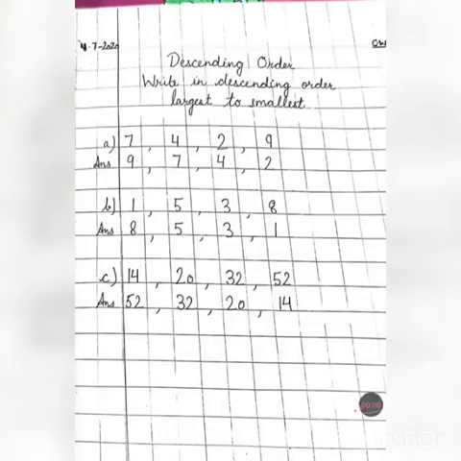So now children, you have to do this work in your notebook. Write neat and clean. Right? Write down the heading, descending order, and after that write in descending order, and after that largest to smallest. Means you have to write the largest number at first and the smallest one at the last.